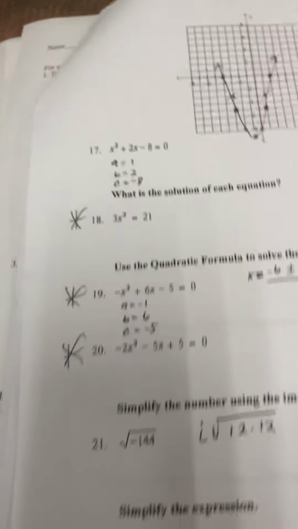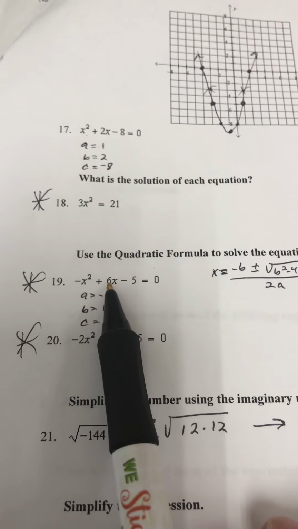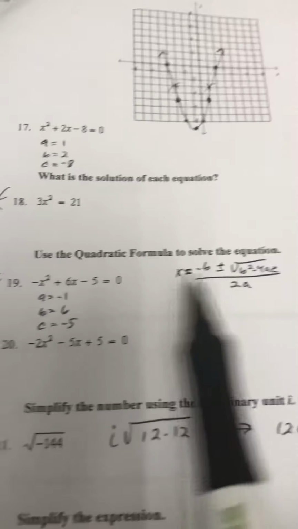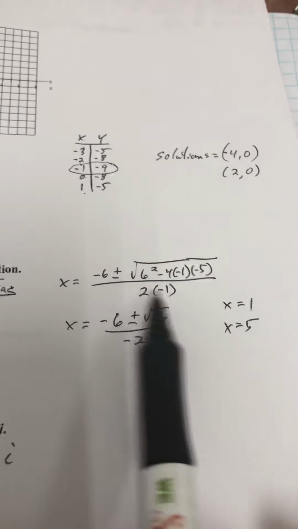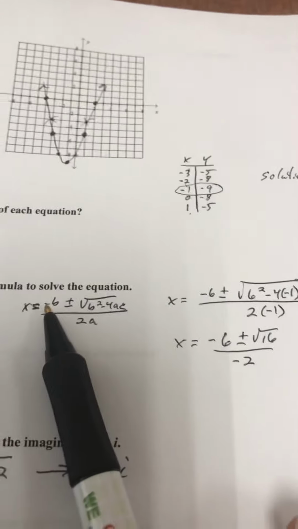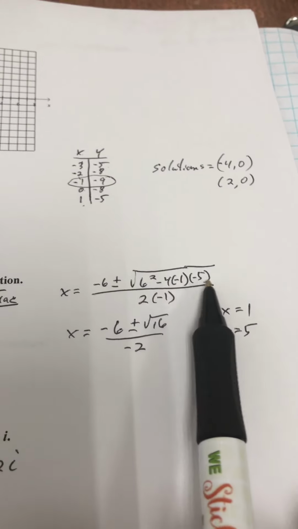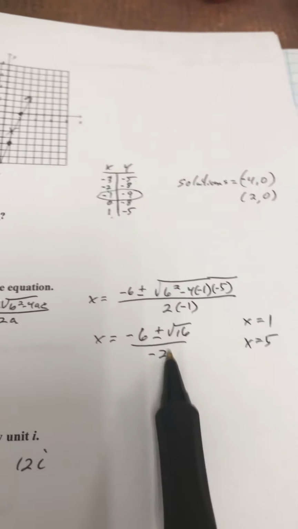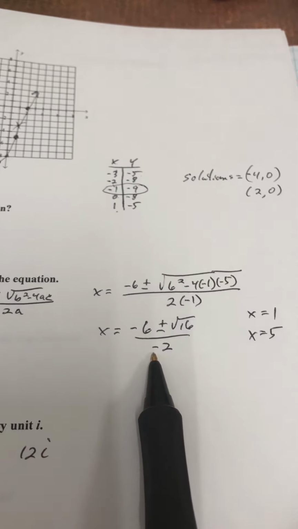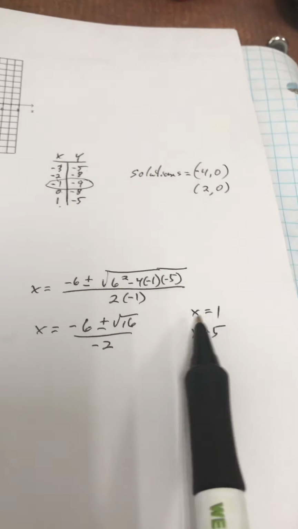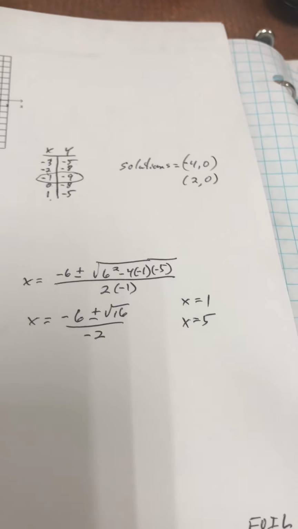Number 19, use the quadratic formula to solve the equation. So my A is negative 1, B is 6, and my C is negative 5. That's the quadratic formula. Plug in your A's, B's, and C's. I know my B looks like a 6, but here I actually change it to a 6. And here's my A, here's my C, here's my A. Work it out to negative 6 plus or minus square root of 16 divided by negative 2. And both of those would be where x equals 1 and x equals 5 once you finalize that.